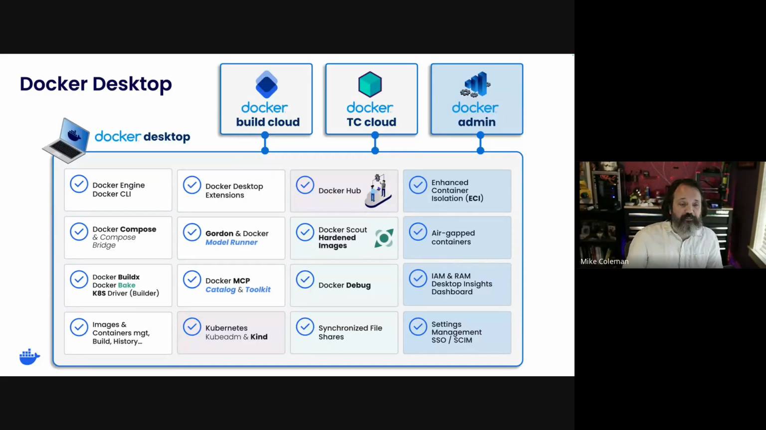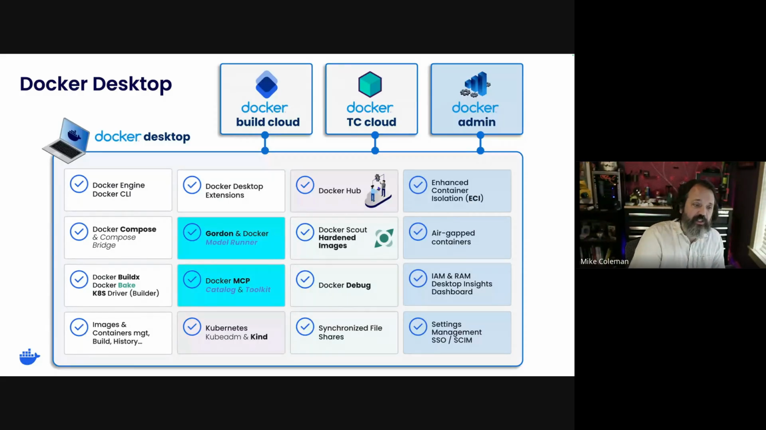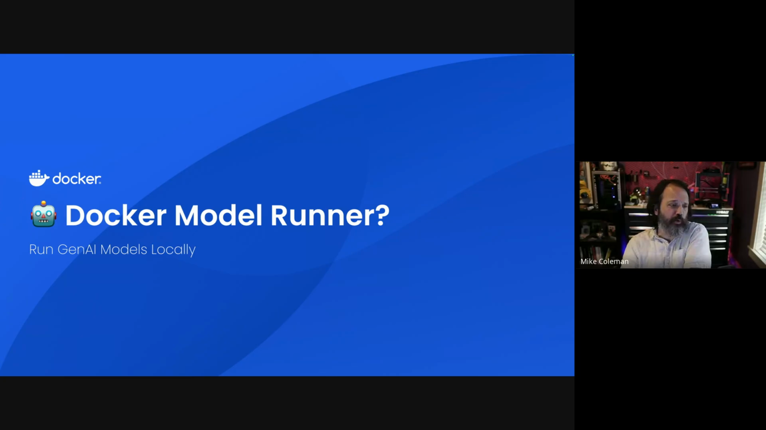The part that we're going to focus on today, though, is Docker Model Runner and Gordon, and something called the MCP Catalog and Toolkit. So we're going to look at those features specifically and how they can be leveraged to run AI-based applications. So let's talk about Docker Model Runner.